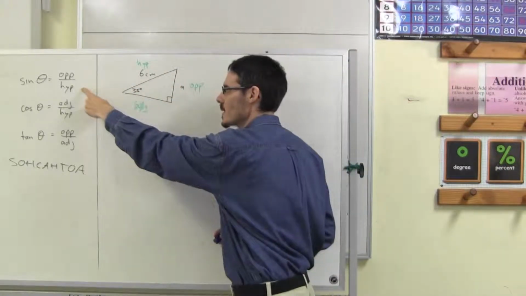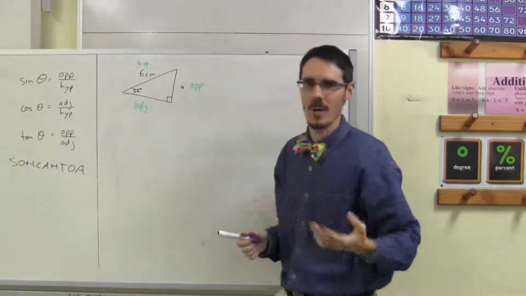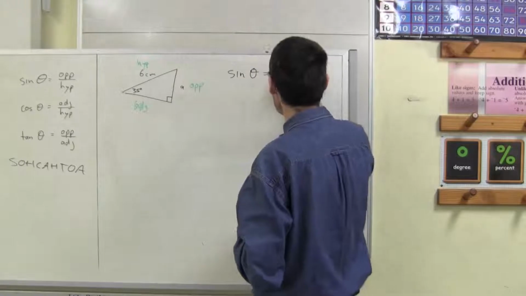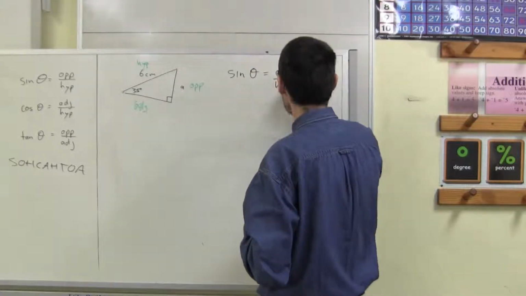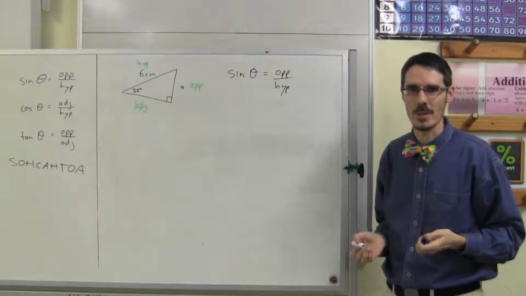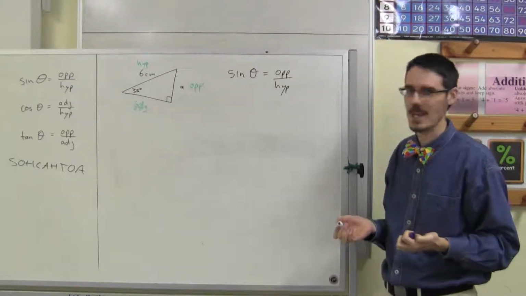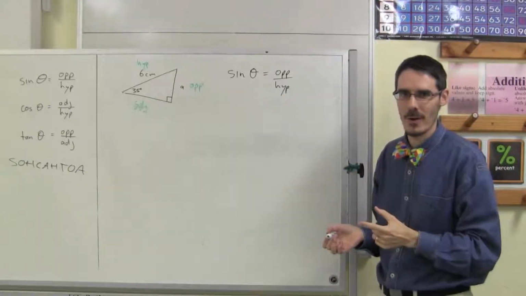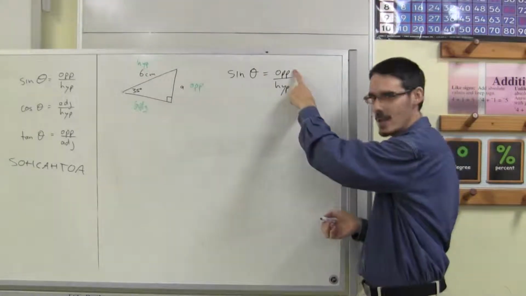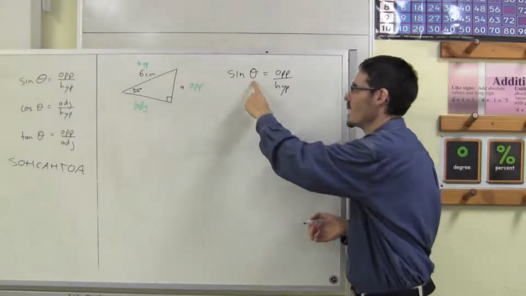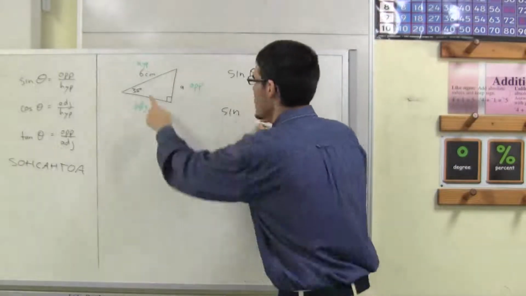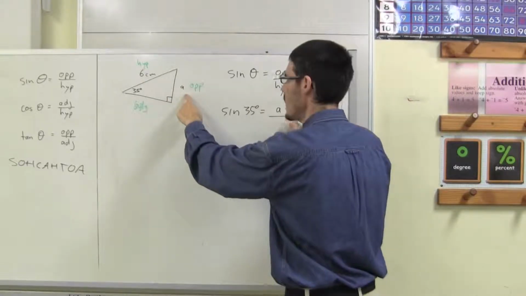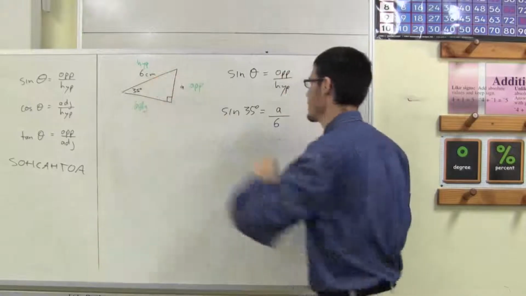Opposite and hypotenuse. Old hags. Some old hags. Sine of my angle is opposite on hypotenuse. Always write the rule first. Helps you avoid silly mistakes later. Okay? Put into my formula what I know. Notice again, I didn't use an O, an op, 3 letters. Sine of my angle. Sine of 35 degrees is A over 6.